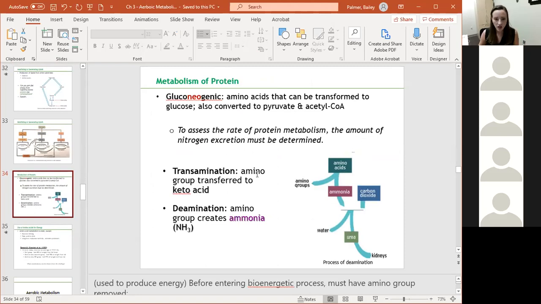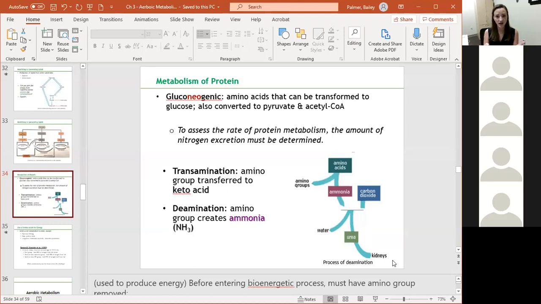So we talked about the first protein, the amino acid. We have an amino group and we have an acid group. So right here we read transamination, and this is when the amino group is transferred to a keto acid. And that's how we can use those keto acids to produce ATP. And then the other way is deamination, which is shown in this picture right here.